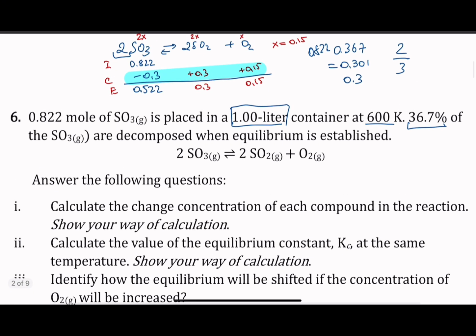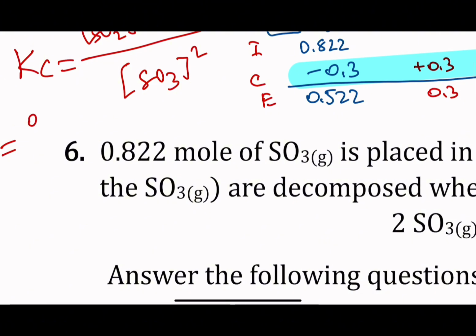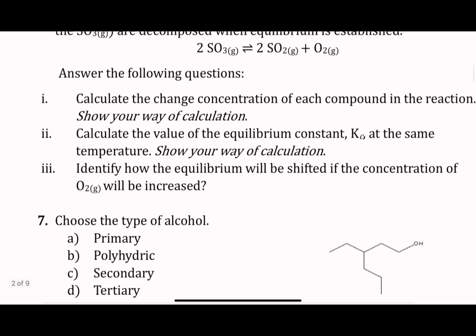So we need to just find the value of Kc. All you need to do is Kc would be, so the product side SO2 square O2 divided by SO3 concentration square, which is 0.3 square times 0.15 divided by 0.822. Now you need to plug it into your calculator and find that concentration.